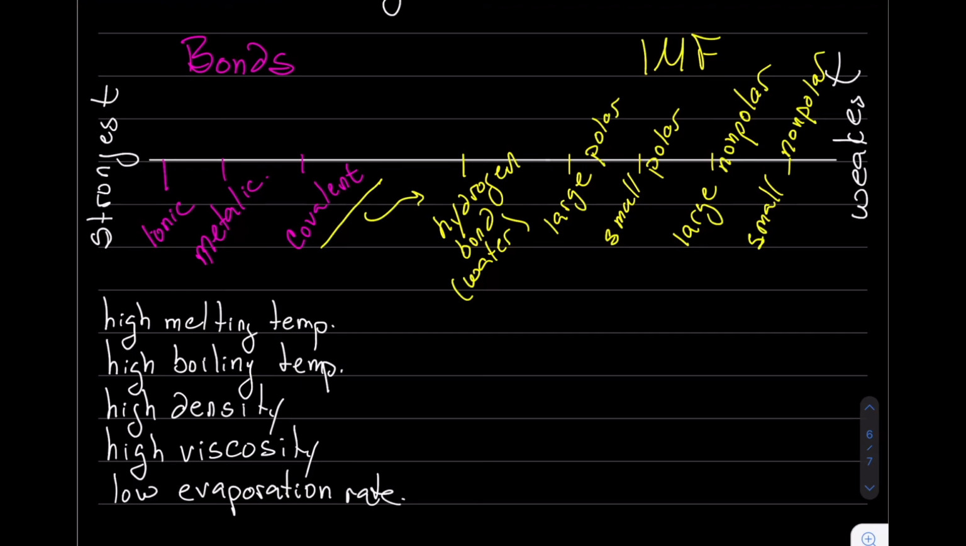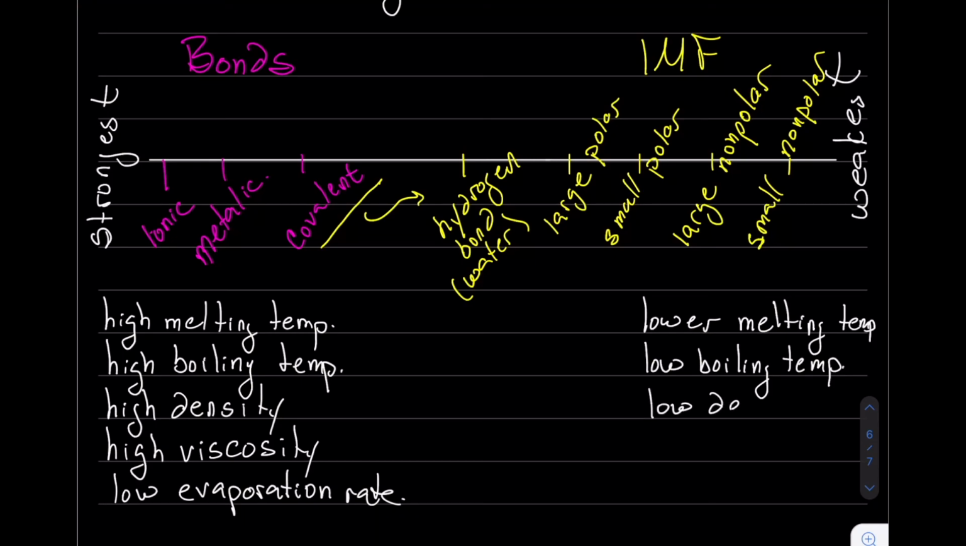Okay, and then as you move to go to the weaker side, you're going to end up with lower melting temperatures, low boiling temperatures, low density, low viscosity, and a high evaporation rate.